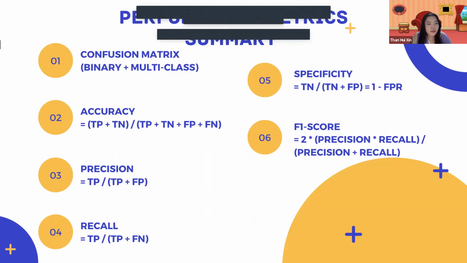For the classification report and some other things like the confusion matrix, I'll be going through all of this. So there's accuracy, precision, recall, specificity, all that. I'll be going through all of this one by one.